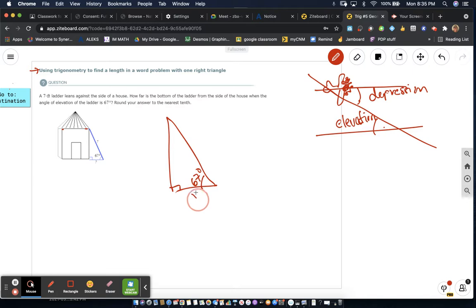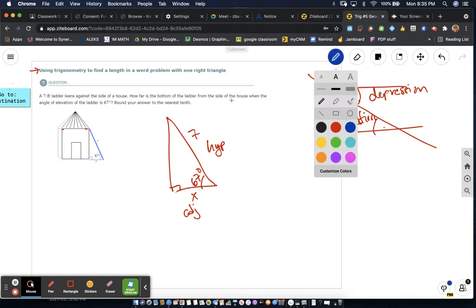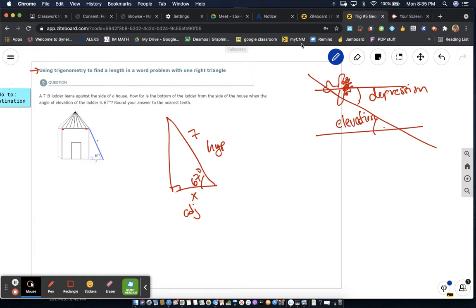We're looking for this. I'm going to call it x now instead of a question mark, and then that's 7. So what do I have? I have a hypotenuse, and I'm looking for the adjacent. The trig function that goes with adjacent and hypotenuse, SOH CAH TOA, adjacent and hypotenuse is cosine.